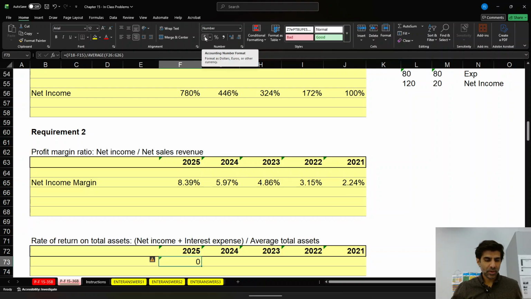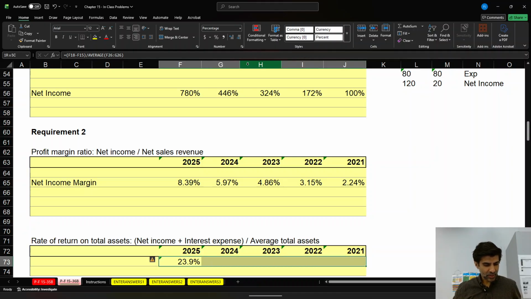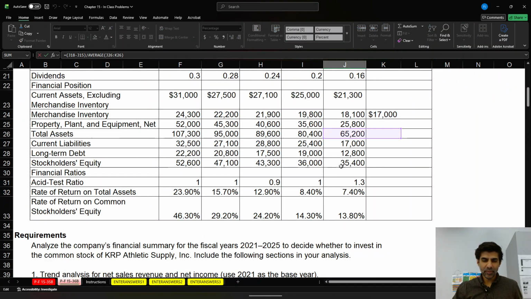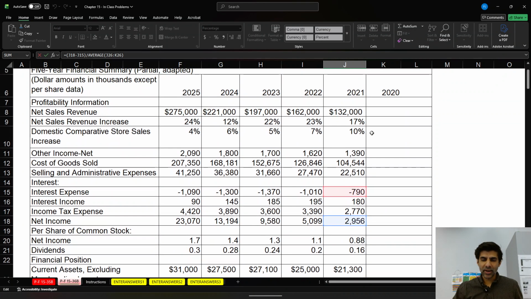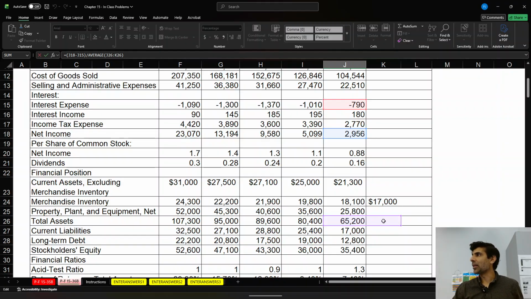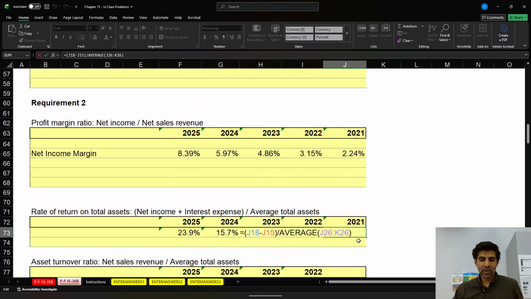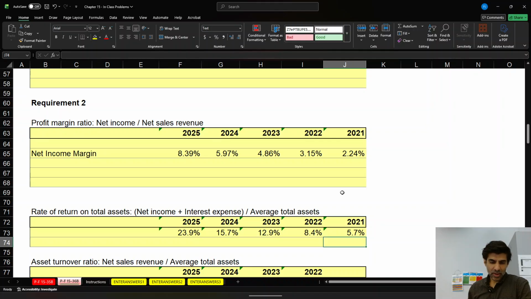Now if we convert this to a percentage and apply it rightwards, you can see there is a little problem with 2021, because there's no data for 2020 as to what the ending balance was for the assets. So though the formula gives you a number, just be mindful that it's not quite accurate because we're missing some data. It's just using the ending balance of 2021. And so this is return on assets.